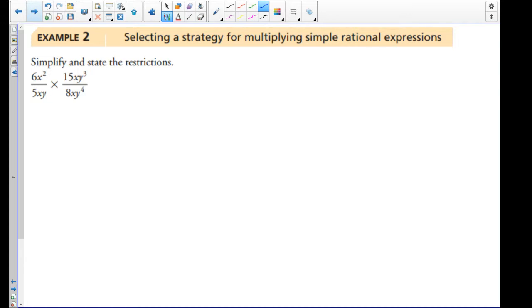Pardon? Yeah, that's the only way to cancel, if one is in the numerator and one is in the denominator. They don't have to be directly over top of each other. They can be on the diagonal. Just one has to be in the top and one has to be in the bottom.